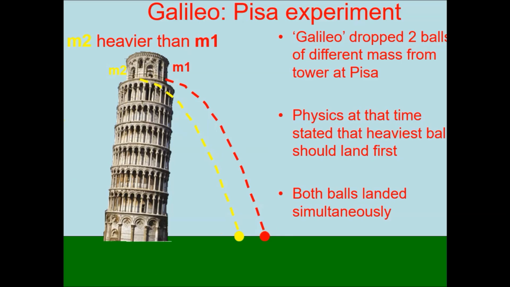Remember when you're doing calculations, don't get mixed up and make a statement that you wouldn't make in everyday life. These two objects, irrespective of mass, will both fall at 9.8 meters per second squared, gaining that amount of speed every second.